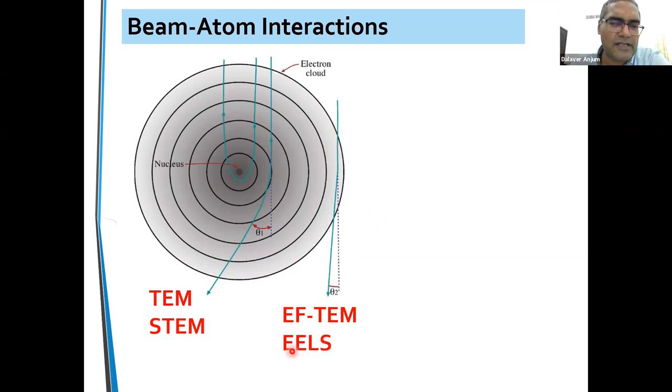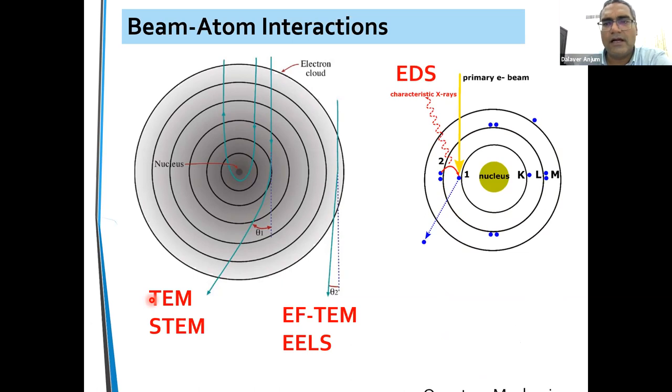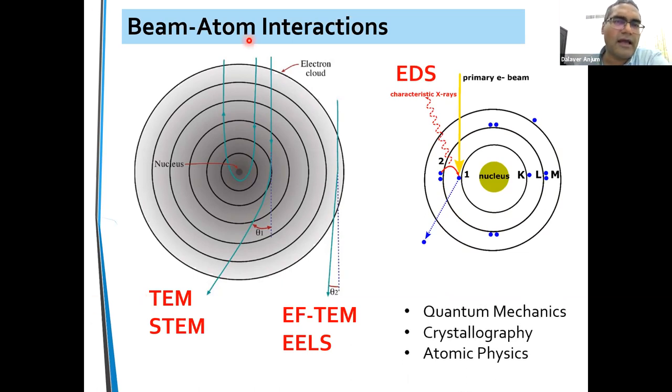So if somebody asks you where the yield signal is coming from, it's coming from the electrons of the atoms. This way, it can make these electrons of the atoms jump to a higher level and they come back. So that's basically the basis of the yield signal or EDX. But this nucleus scattering is only giving us the images. I already said that. Overall, if you want to understand the total physics behind it, we need to know quantum mechanics, crystallography and atomic physics, of course.